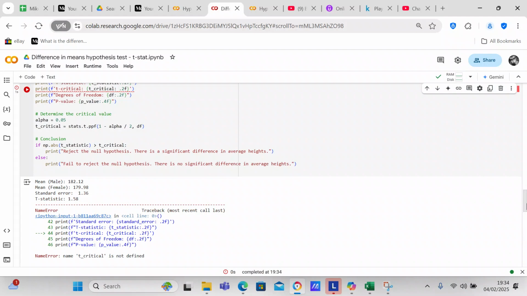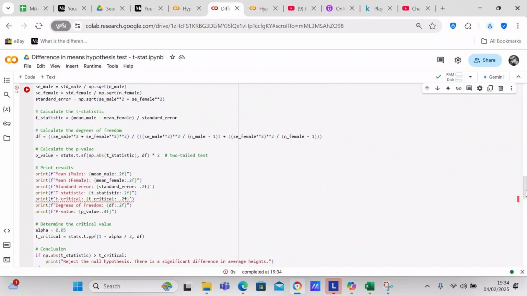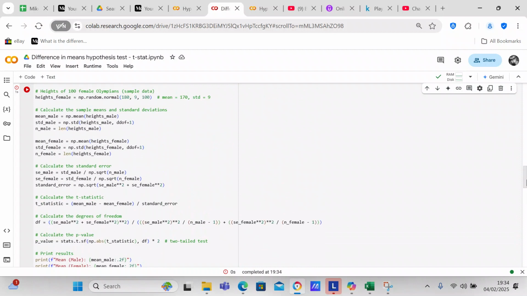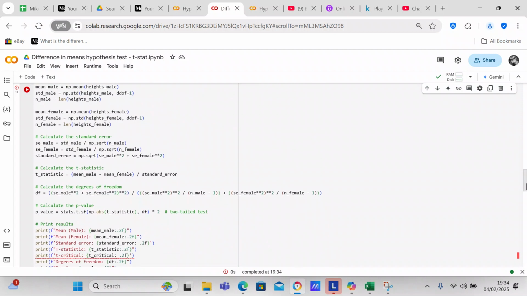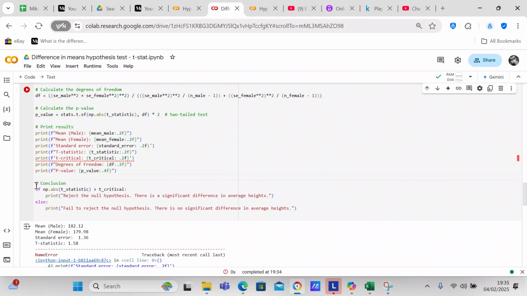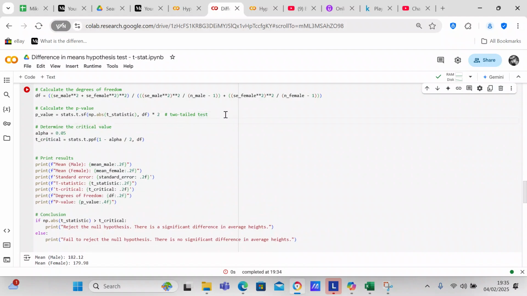It says t_critical is not defined. Well, it worked before, so obviously I've done something. So let's try it again.